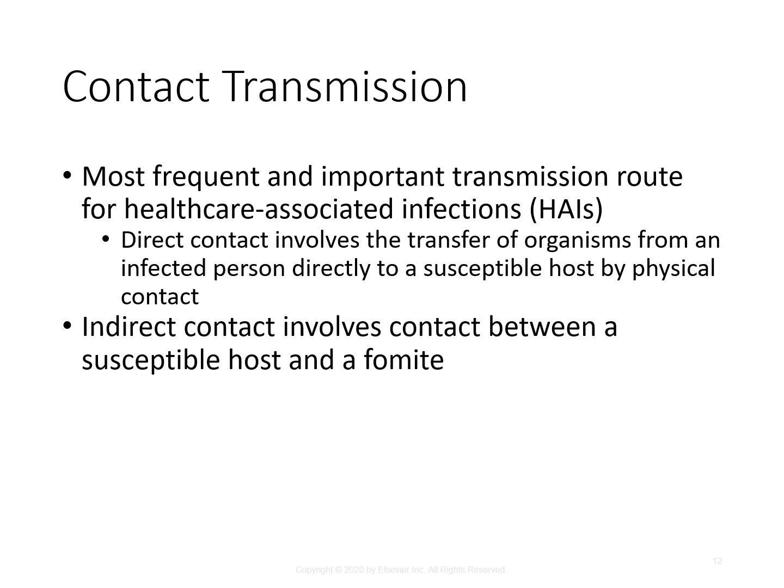Contact transmission is the most frequent and important transmission route for healthcare-associated infections. Direct contact involves the transfer of organisms from an infected person directly to the host by physical contact. So touching somebody with a contaminated hand, or touching a surface and then touching somebody, any of that type of situation would be an option for contact transmission. Indirect contact can involve contact between a susceptible host and a fomite. A fomite will include medical instruments, needles, dressings, bed rails, phones, pencils, computer keyboards, and gloves.